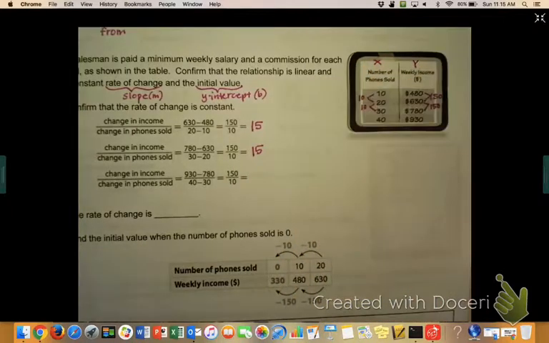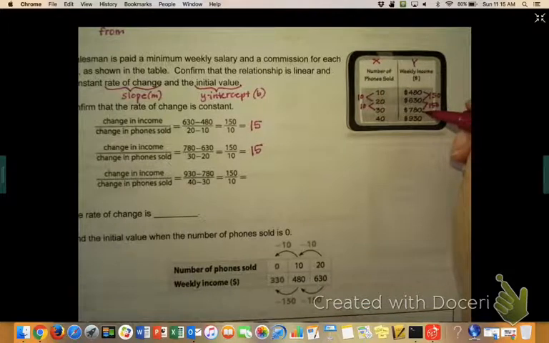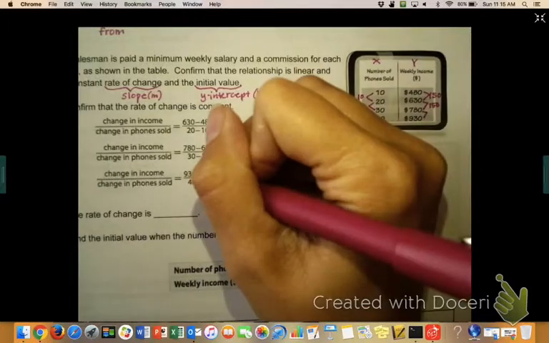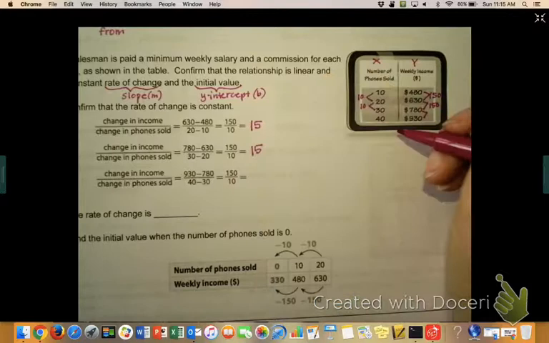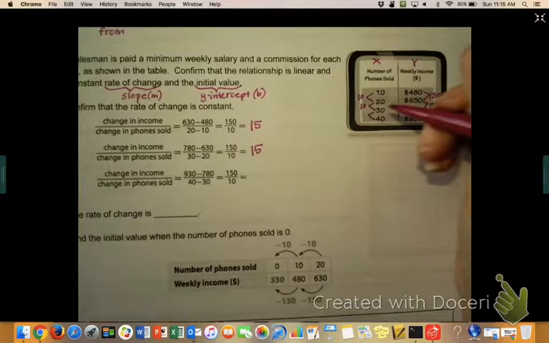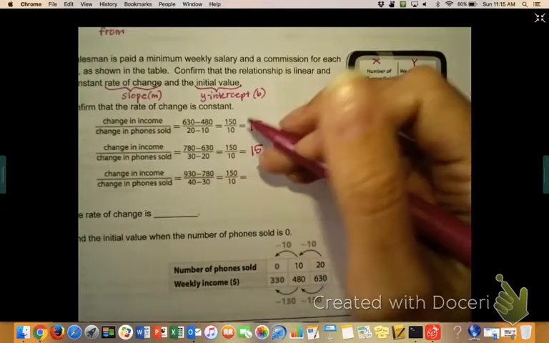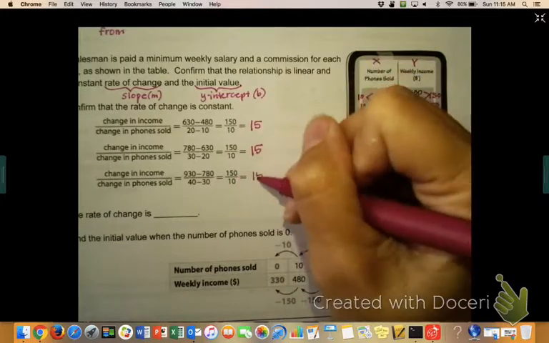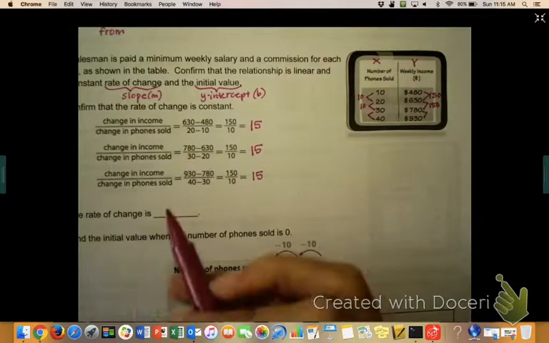And then in the last one, they went, okay, how much is it from 780 to 930? That's a difference of 150. And how much is it from 30 to 40? That's a difference of 10 also. So 150 per 10 is once again 15. So the rate of change is 15.